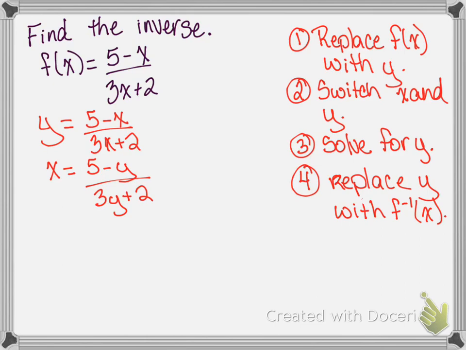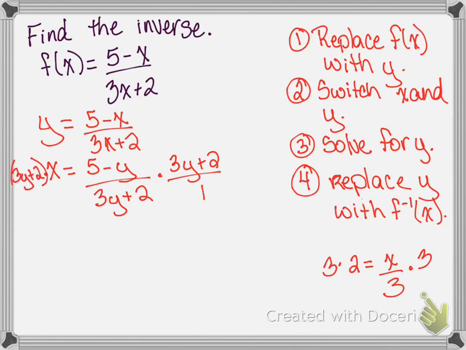So, the first thing that I want to do is get rid of this 3y plus 2. The way that I get rid of that, think back to 2 equals x over 3. How would I get rid of that 3? Good. I'd multiply both sides by 3. So I'm going to multiply both sides by 3y plus 2.